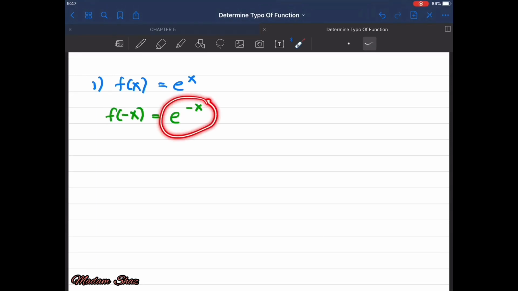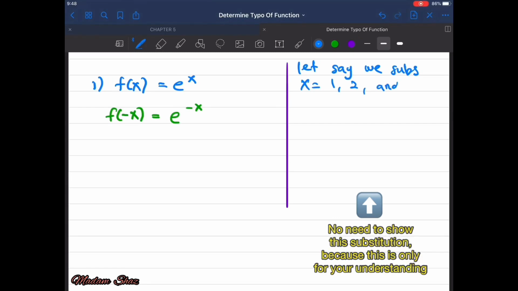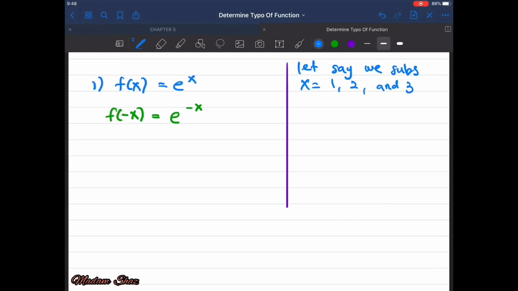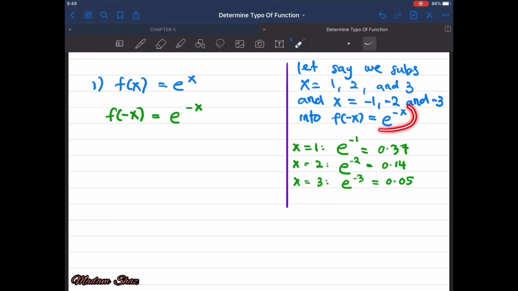But for the exponent here, what should we do? So let's say we substitute x is equal to 1, 2, and 3, which are positive values, and x is equal to negative 1, negative 2, and negative 3, into f(-x) equal to e to the power of negative x. So if x is equal to 1, e to the negative 1 is equal to 0.37. If x is equal to 2, e to the negative 2 is equal to 0.14. If x is equal to 3, e to the negative 3 is equal to 0.05. So this one we substitute x equal to positive values into e to the negative x.